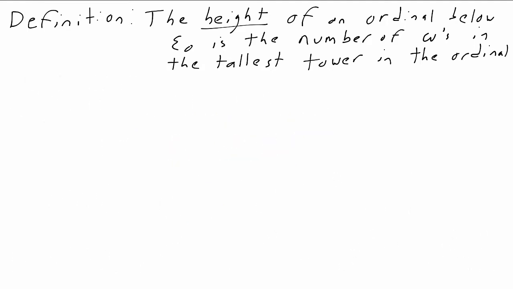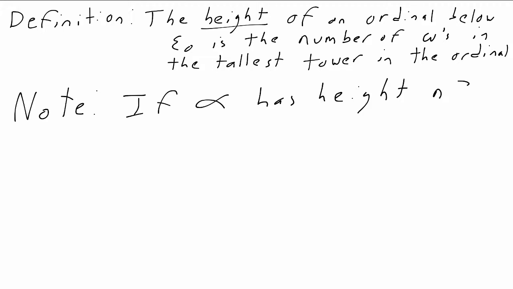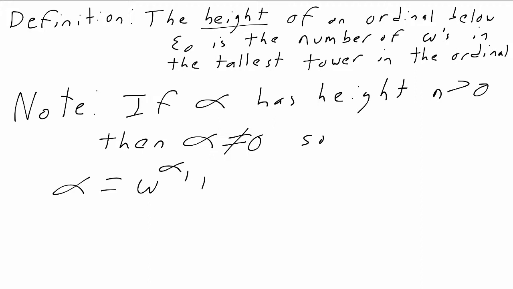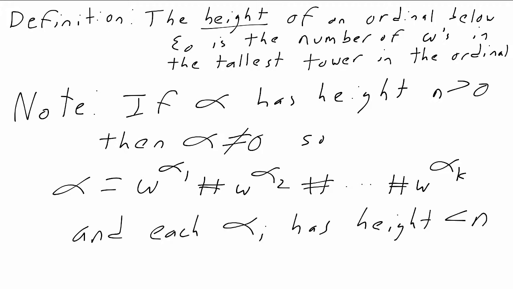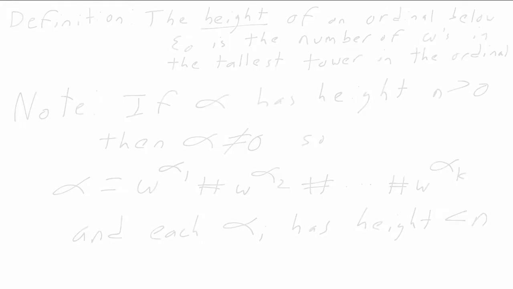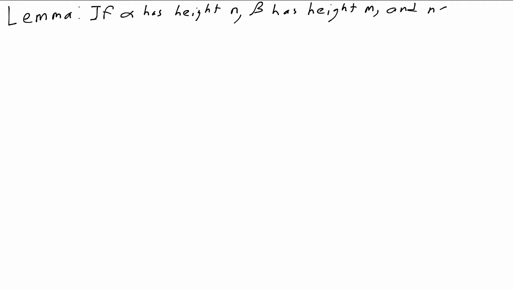The important thing to note is that if alpha is an ordinal of height n, and n is greater than 0, then when we write alpha in its canonical form as omega to the alpha 1 plus omega to the alpha 2 plus dot dot dot plus omega to the alpha k, each alpha i has height strictly less than n. The first fact we need is that taller ordinals are always larger. Stated formally, if alpha and beta are two ordinals, alpha has height n, beta has height m, and m is bigger than n, then alpha is less than beta.